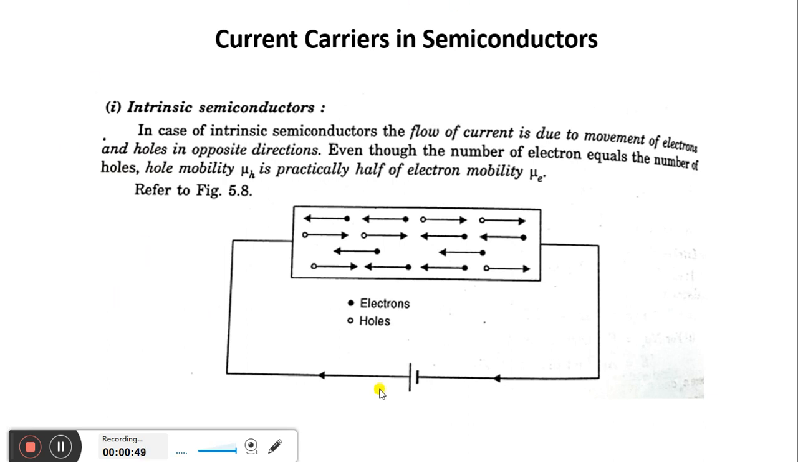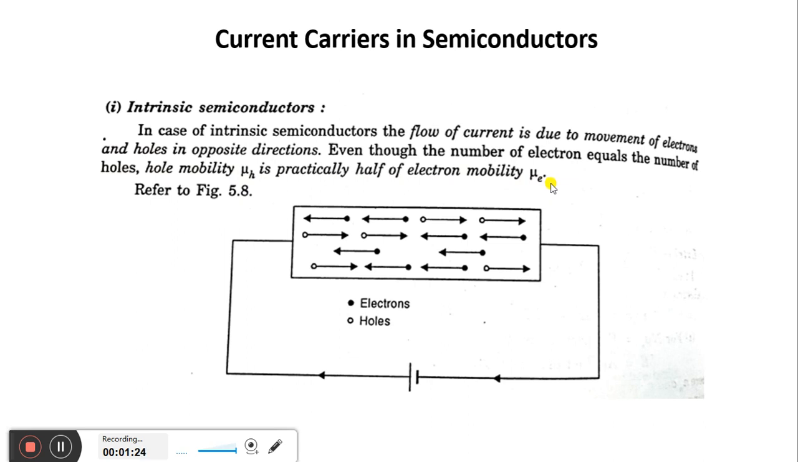So let us consider a semiconductor material where we have applied an electric field, and as we know, in case of intrinsic semiconductors the flow of current is due to the movement of electrons and holes in opposite direction. Even though the number of electrons equals the number of holes, hole mobility mu h is practically half of the electron mobility mu e.